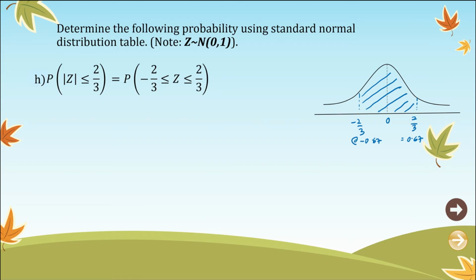So how can we find the area? We can use 1 minus the area on both sides. So 1 minus P(Z less than or equal to negative 0.67). This area.